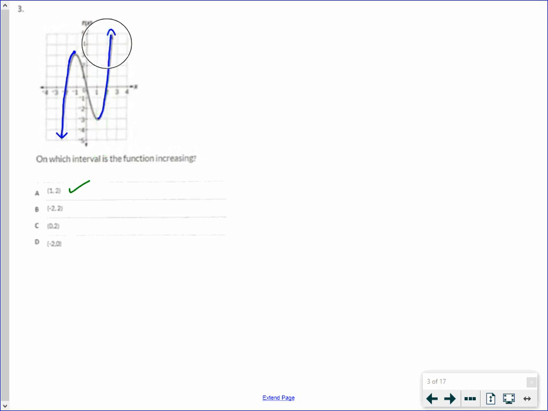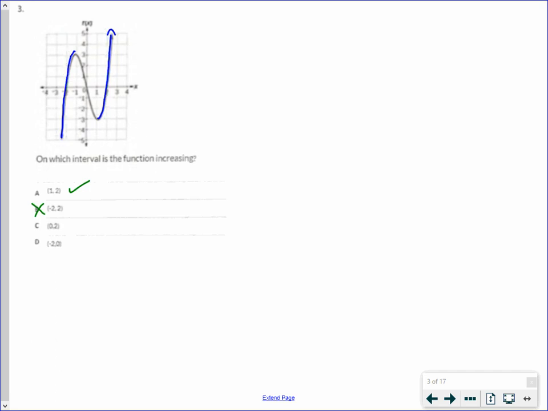So let's go ahead and just erase this over here. For B, we're asking from -2 to +2. So from here up to +2 here. And on this interval here, it looks like we have increasing portions and decreasing portions. That's not what we want. We want just increasing. So we can mark off B.